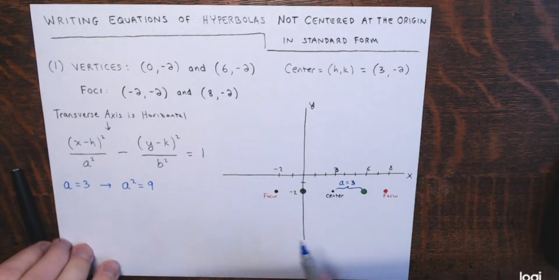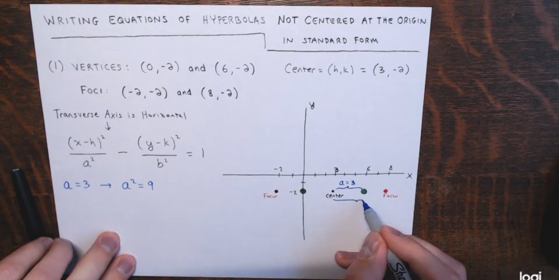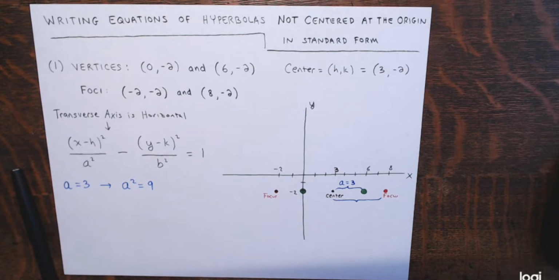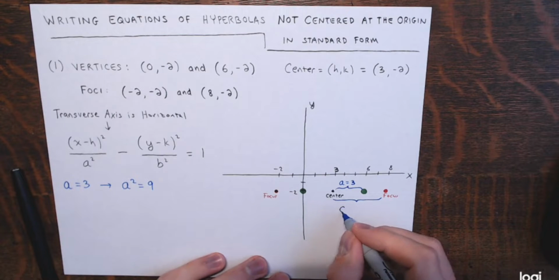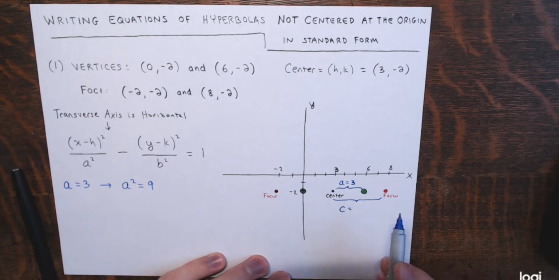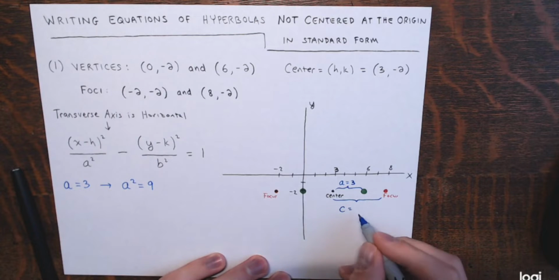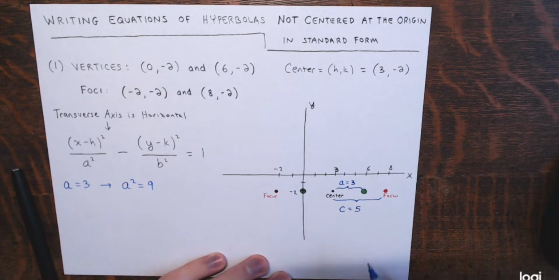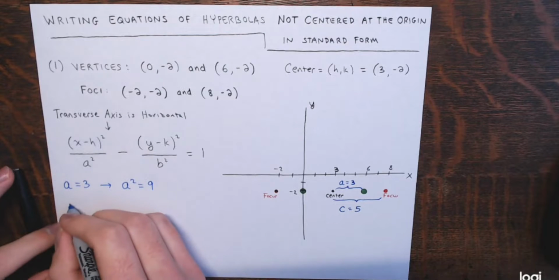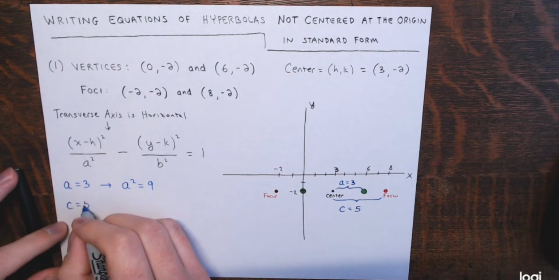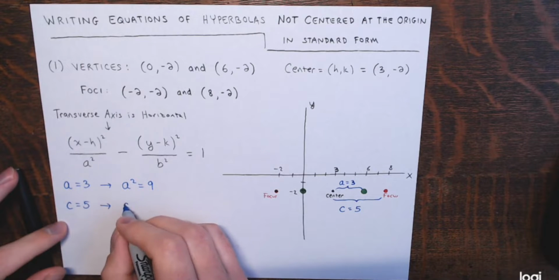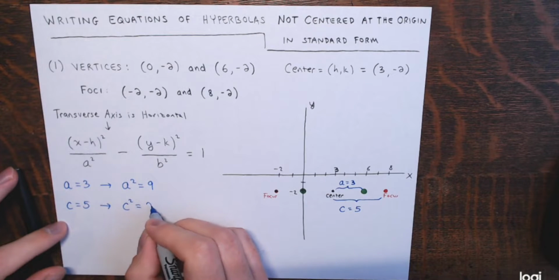And then from this picture, from the information given, I also know the distance from the center to a focus, and that was called c, lowercase c. So what's the distance from 3, negative 2 to 8, negative 2, or from 3, negative 2 to negative 2, negative 2, either focus? That's 5 units. So we know that c is 5, and if c is 5, then c squared must be 25.